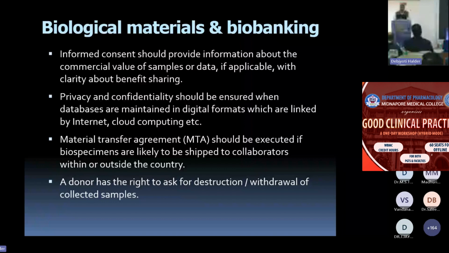And nowadays, if you send samples from India to outside, you have to take permission from the Department of Health Research under the Ministry of Health and Family Welfare. There are what are called material transfer agreements to be signed between the parties for all these confidentiality and rights issues.